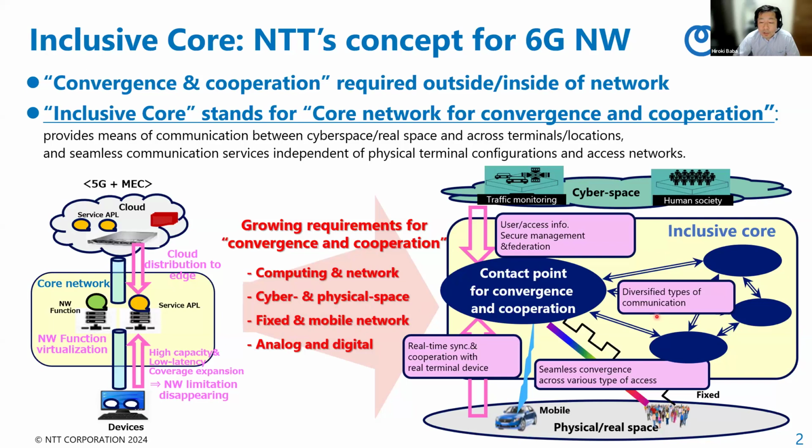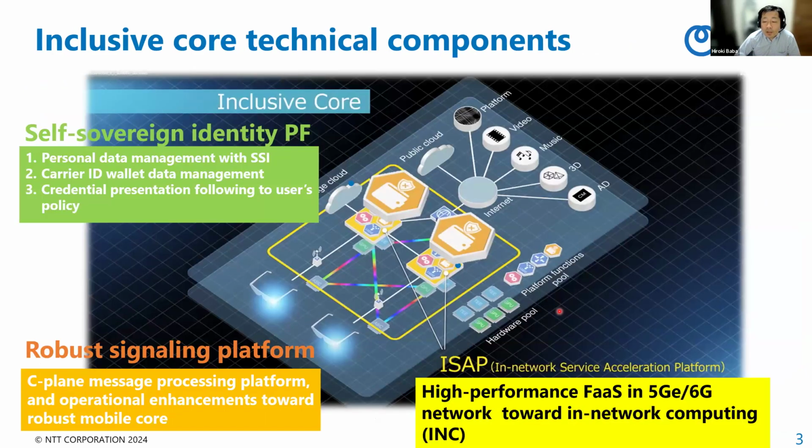The unique point of this architecture concept is to put a contact point in the core network. This point will provide the anchor function for user mobility and heterogeneous access as the current mobile network does, but it will also be the synchronization point between cyberspace and physical space for CPS services, and user identity management for distributed user identity and private data management. It can also be the communication proxy, or even an AI avatar, on behalf of the user's communication. We are promoting research and development to identify the common use cases or technological building blocks to implement this concept. In the current Inclusive Core architecture, there are 3 main technical building blocks included.